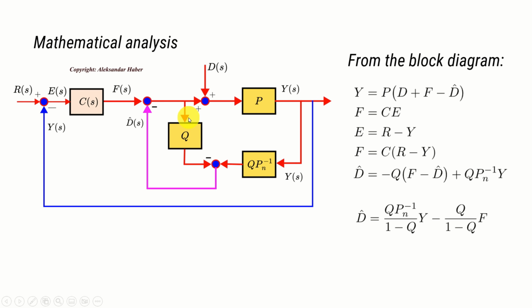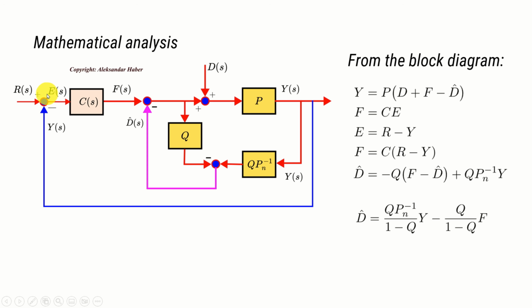Let's perform the mathematical analysis of our disturbance observers. First of all, the output of the plant, y of s, is equal to the plant transfer function P multiplying d plus f minus d hat of s. Then, the control output, or the input to the plant, f, is equal to the control transfer function multiplying the error.